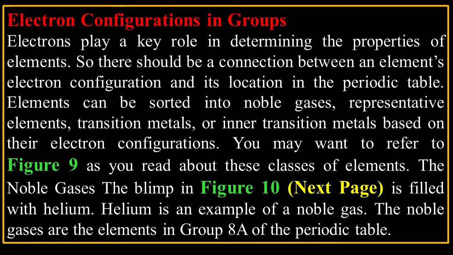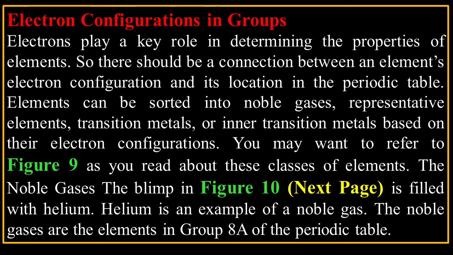Electrons play a key role in determining the properties of elements, so there should be a connection between the element's electron configuration and its location in the periodic table. Elements can be sorted into noble gases, representative elements, transition metals, or inner transition metals based on their electron configurations. You may want to refer to Figure 9 as you read about these classes of elements.